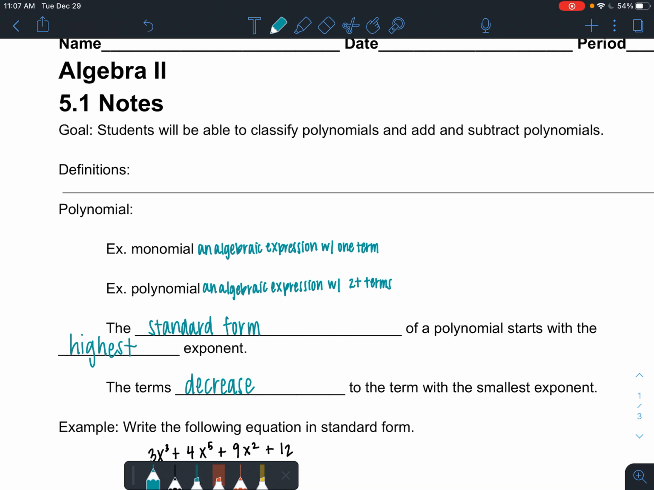Today we're talking about classifying polynomials and adding and subtracting polynomials. First, let's define what a polynomial is.